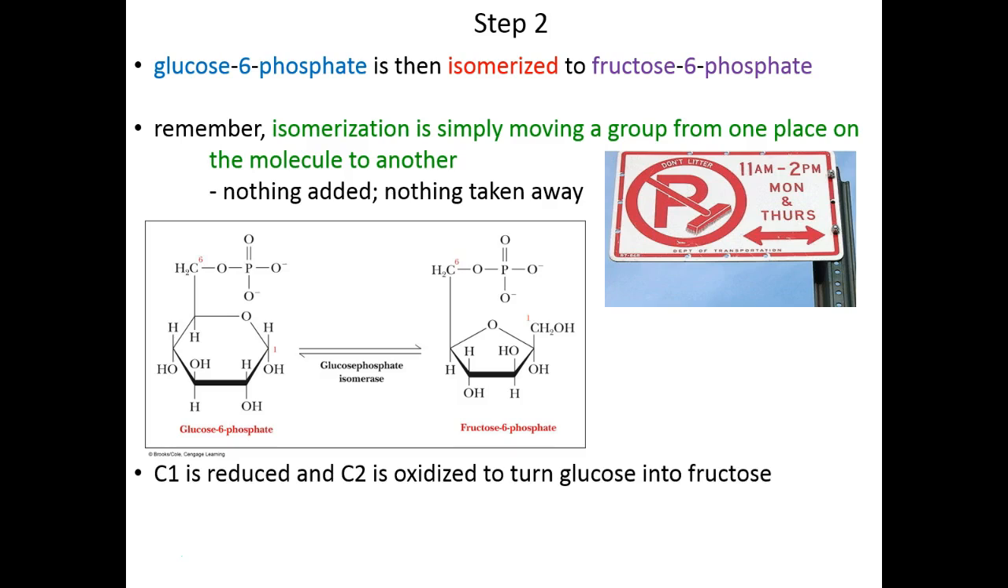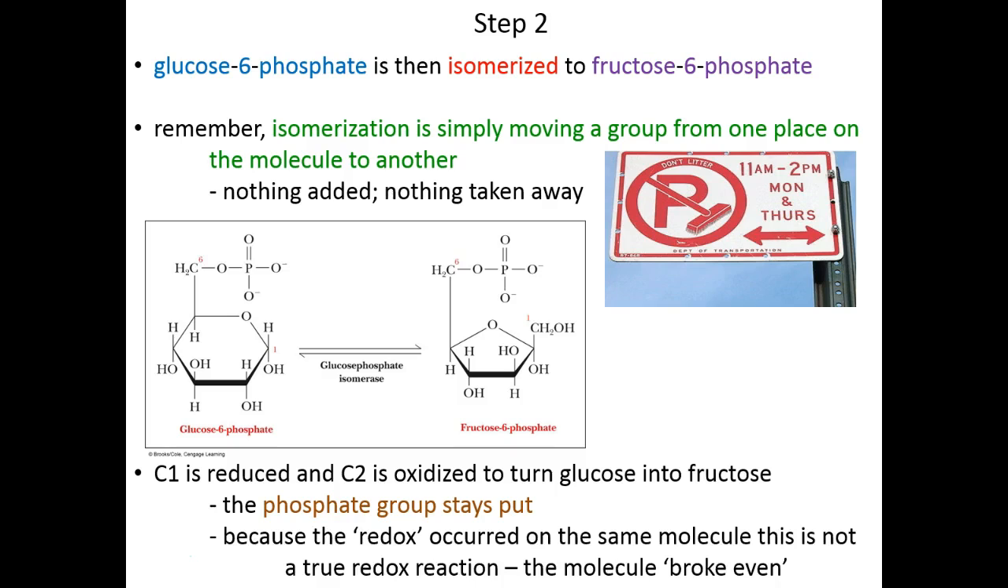As a result of this isomerization, C1 is reduced and C2 is oxidized. We move some oxygens and hydroxyls around, but we're still not gaining anything. Everything is happening within the molecule itself. And the phosphate stays put. We can see that in the names. Glucose 6-phosphate, fructose 6-phosphate. The phosphate remains on the 6th carbon.